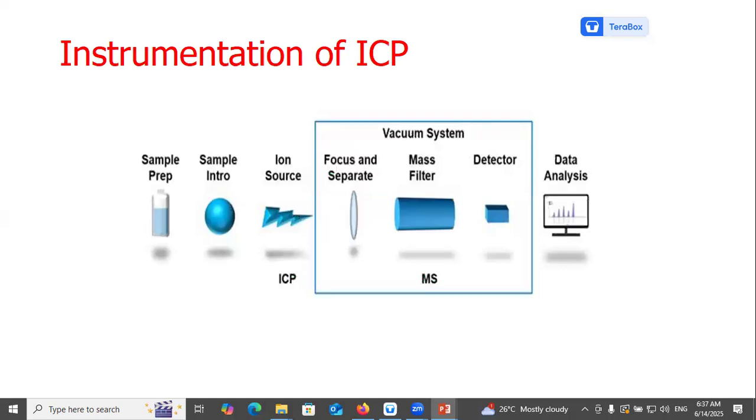Instrumentation of ICP: sample preparation, sample introduction, ion source, vacuum system, focus and separate, mass filter, detector, data analysis.